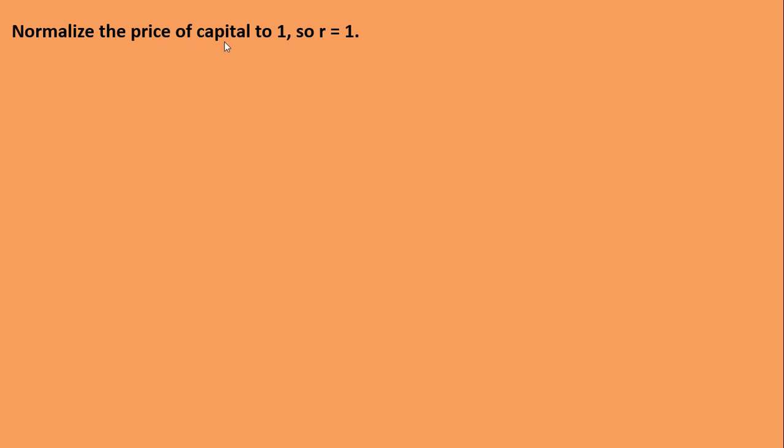We're going to normalize the price of capital to equal 1, so R equals 1. We could have normalized any of the prices; I just picked one. We cannot uniquely identify any market price, so we can implicitly identify them by normalizing one of the prices to 1.